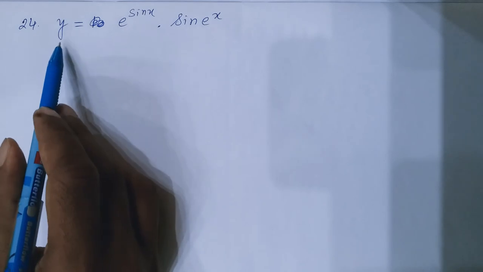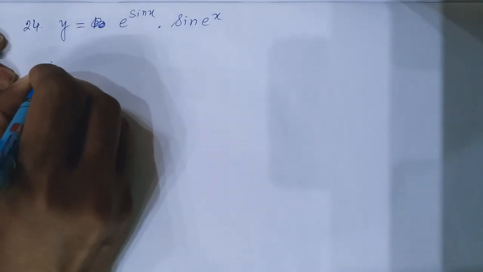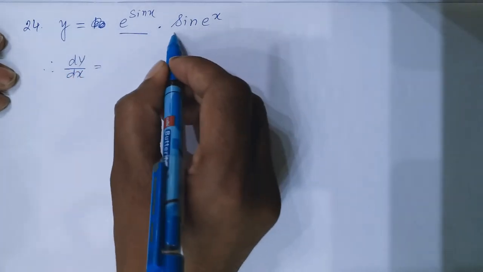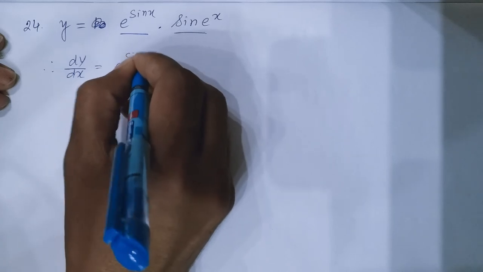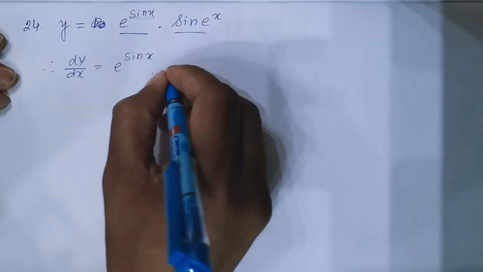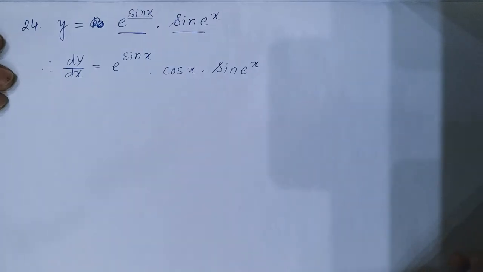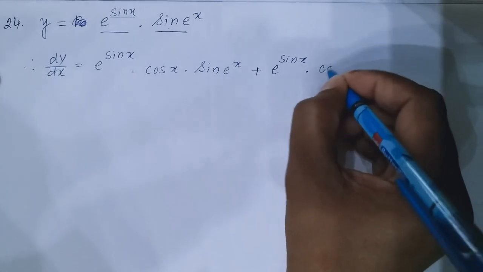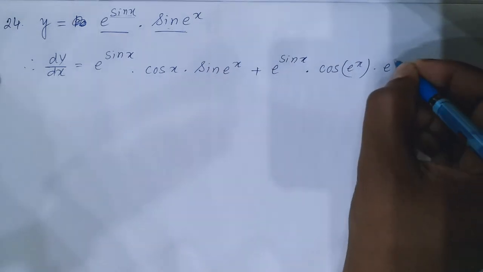See this question: y is equal to e to the power sine x into sine of e to the power x. So I'll differentiate directly. dy/dx is equal to, it is a product function. One of the functions is e to the power sine x, and the second function is sine e to the power x. So first differentiate e to the power sine x. It is e to the power sine x itself. By chain rule, the derivative of sine x, you have to write cos x, into the second function remains same, that means sine of e to the power x. Then come to the next part, plus. This time the first function remains same, that is e to the power sine x, into derivative of the second function. So the sine function derivative is cos of e to the power x remaining same, into derivative of e to the power x, and that is e to the power x itself.